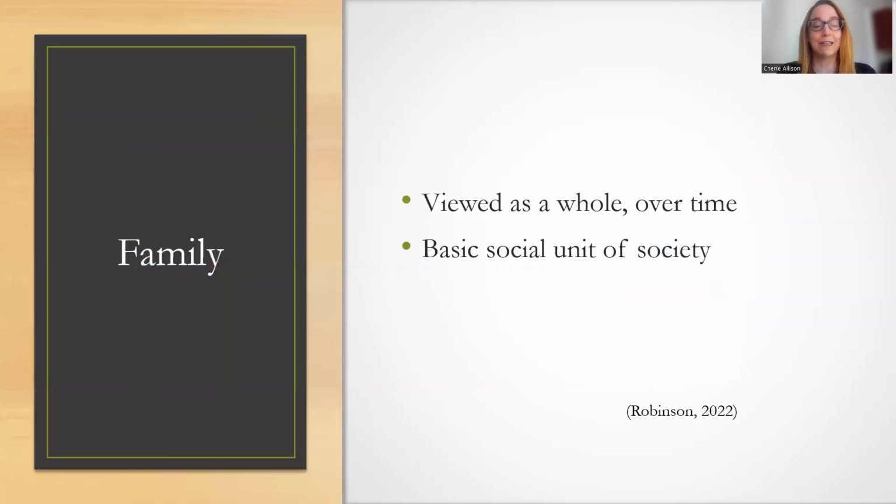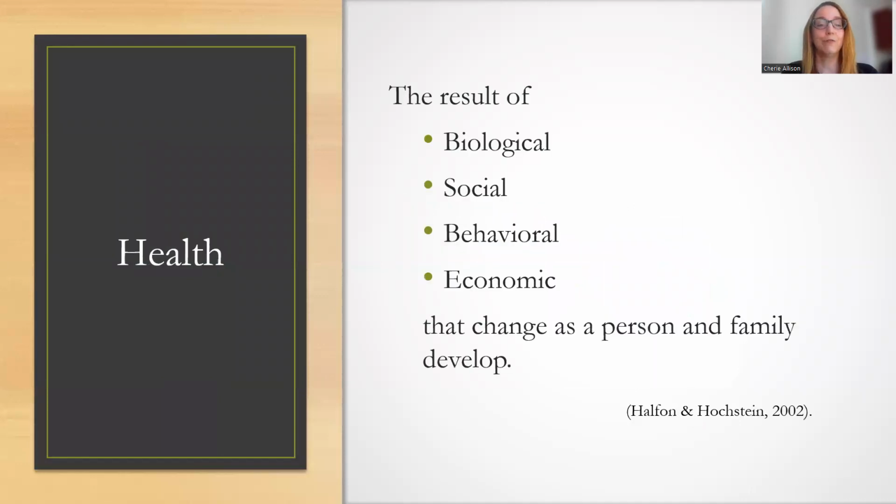According to Duvall's theory, the family is viewed over time and is the basic social unit of society. Health results from genetic, biological, social, behavioral, and economic contexts that change as a person develops. The timing and sequence of these contexts influence the health and development of individuals and families. I also conceptualize that health is the impact that disease or illness can have on the members of the family and their roles, as well as how their movement through these normative developmental stages is impacted.